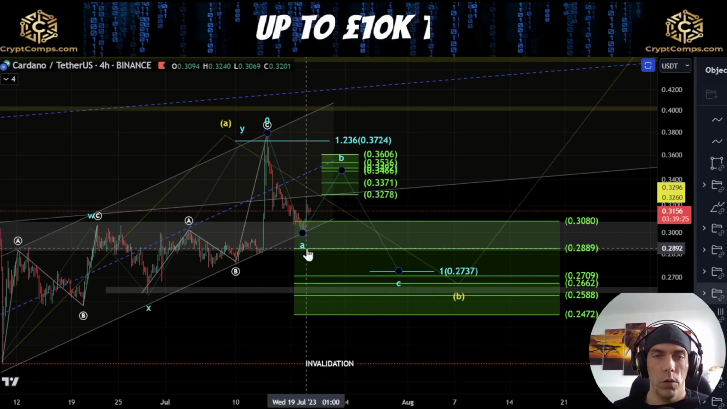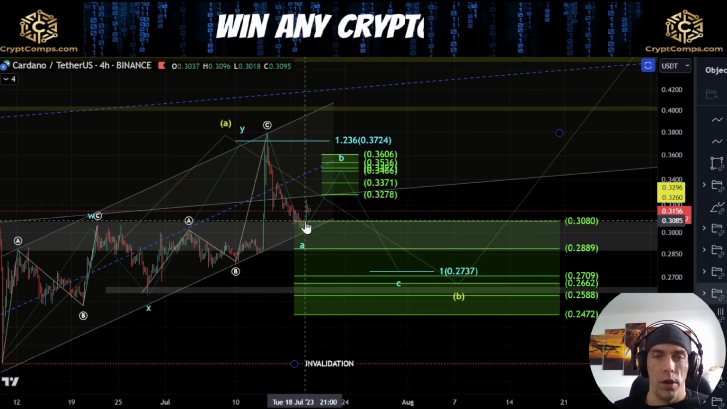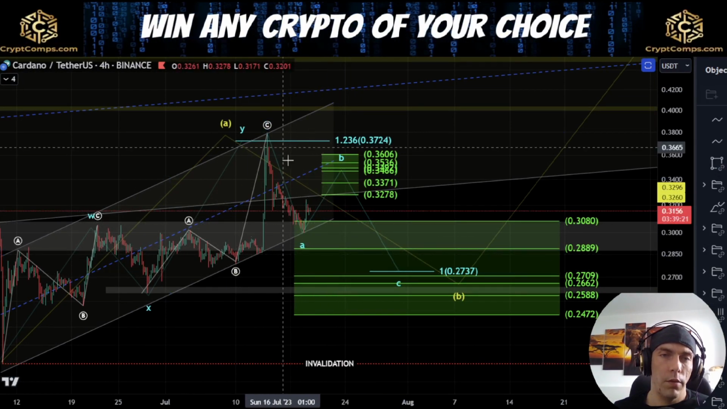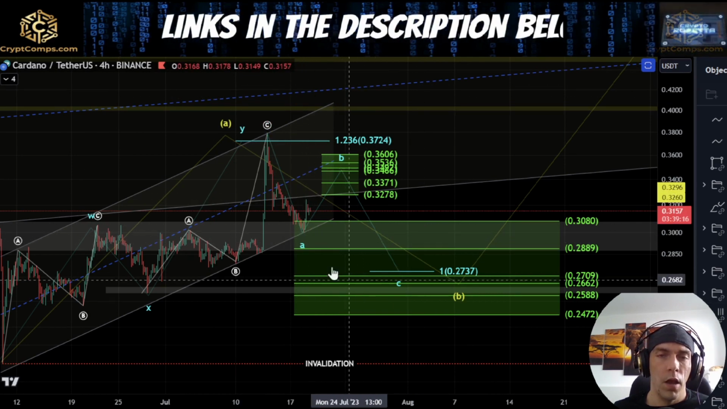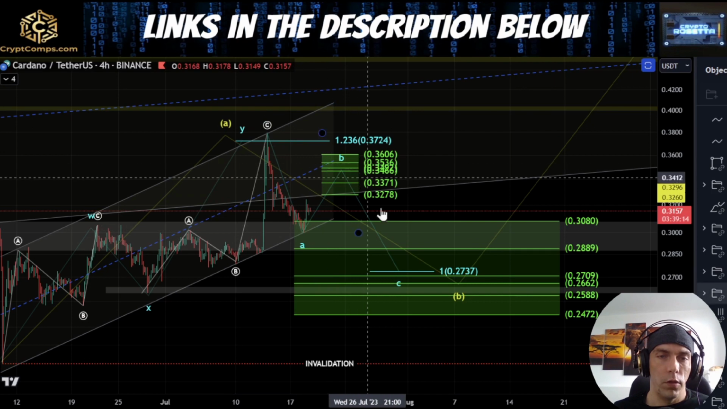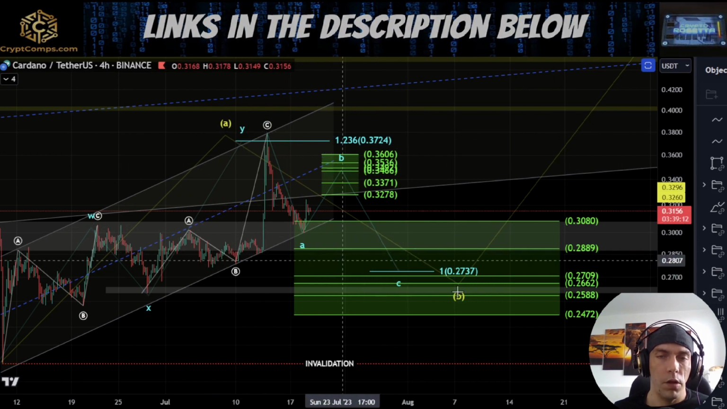So we have actually come down in here and really hit this 382. So we always need to be careful that there isn't just a short wave in here and we do see another push to the upside. Alternatively, we've still got this idea of pushing down. So we need to keep an eye on this.